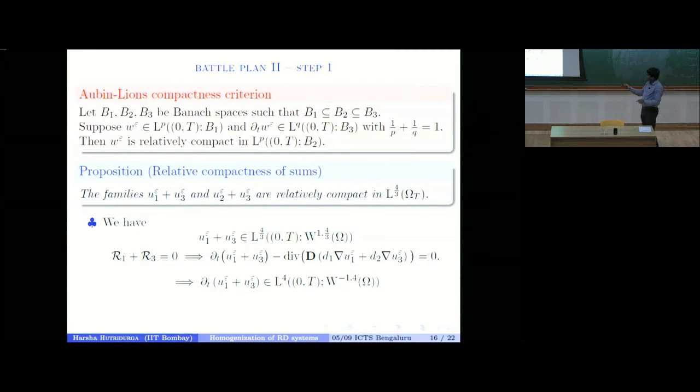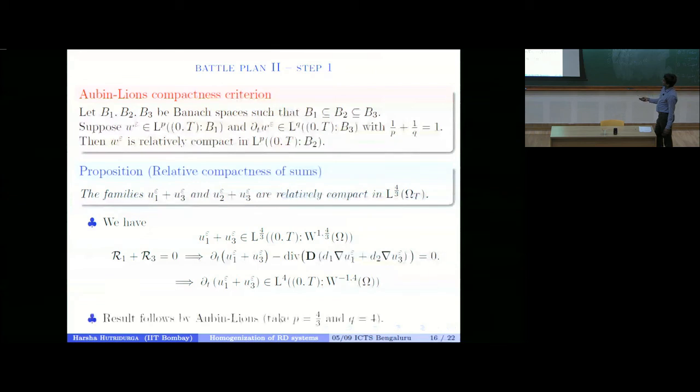You multiply by test functions and do the duality argument to show that the time derivative of that sum is in L4 in time, W^{-1,4/3} in space, which is the dual of W^{1,4}. So you have got this. Now you do the same trick. You take T equal to 4/3, Q equal to 4, and apply Aubin-Lions. You will get in the middle L4/3, sorry. That's the argument that the sum of the concentrations is relatively compact in L4/3, okay?